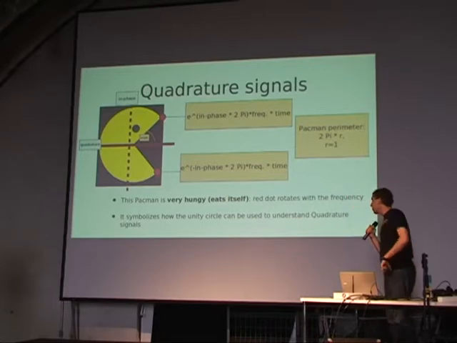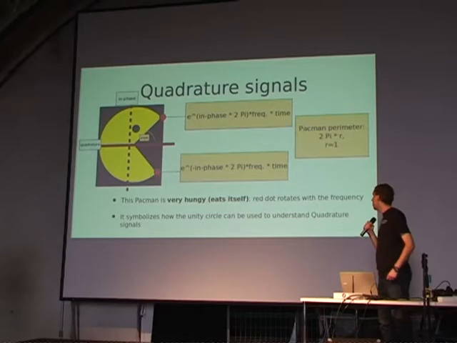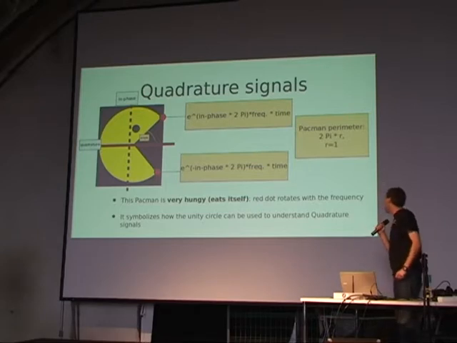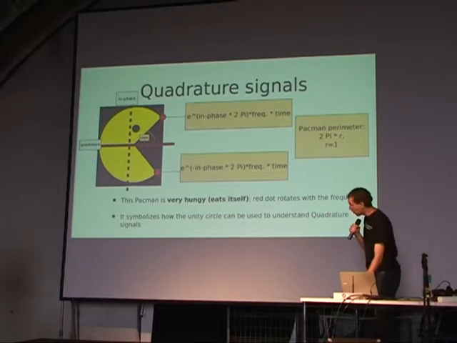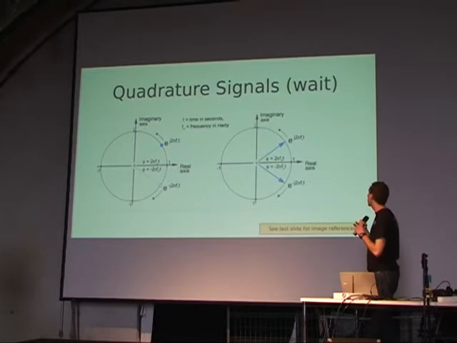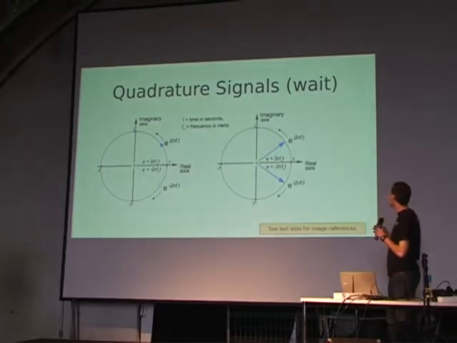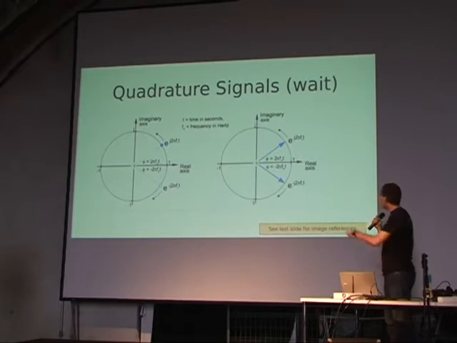So this Pac-Man practically eats itself, so the red dots are rotating, depending on what is used here. This should symbolize the unit circle that is used to understand quadrature signals. You can also understand this as two laser cannons, which, if you look at the right image, you see that it is E. At the E, there are these blue arrows, which practically symbolize the same.